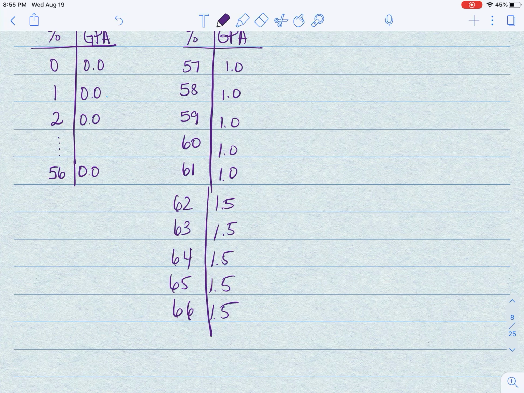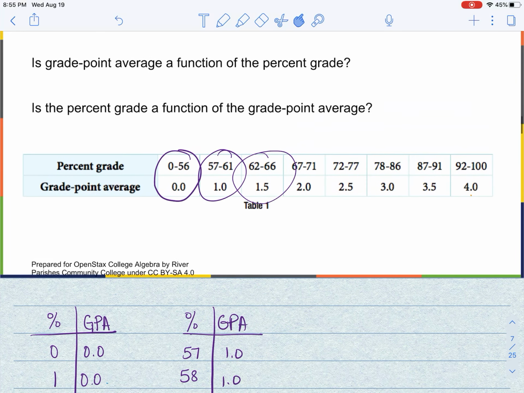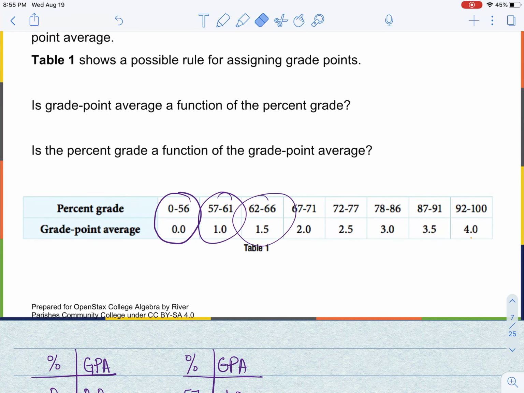Okay, so hopefully you can see that this is a whole lot of ordered pairs. This is like 0 to 100, which would be 101 ordered pairs. And no, we do not have to list all of that. Okay, so let's answer the questions here.